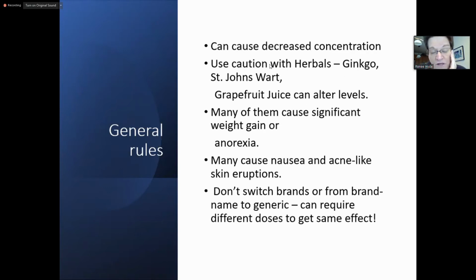Now, I had a question. Does taking an anticonvulsant for a condition other than seizures, and then abruptly withdrawing it, can it cause them to have seizures or go into status? And the answer to that is yes.